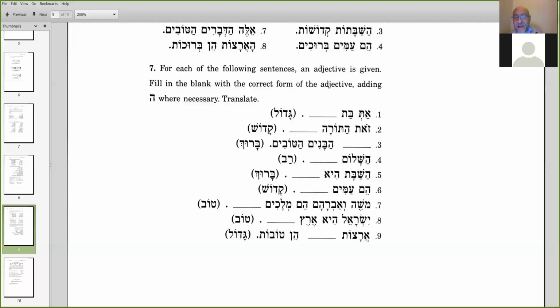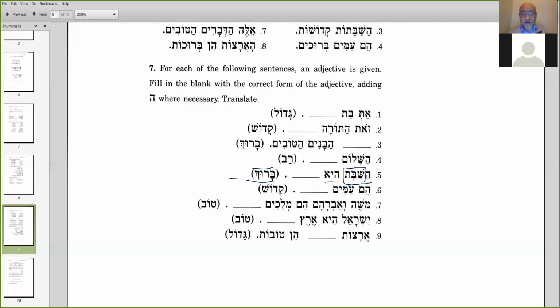Okay, so let's go to number 5. Ha-Shabbat hi, remember the Sabbath, and hi in this case means it, and Baruch is blessed, but we need to make this reflect the femininity of Shabbat. Remember, Shabbat is feminine gender, so we need to make this Baruch reflect feminine gender.